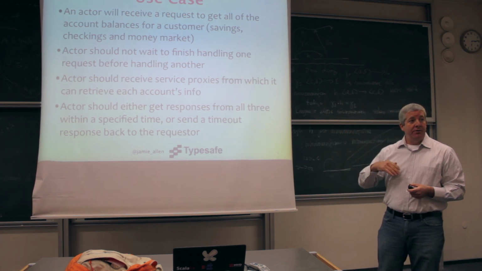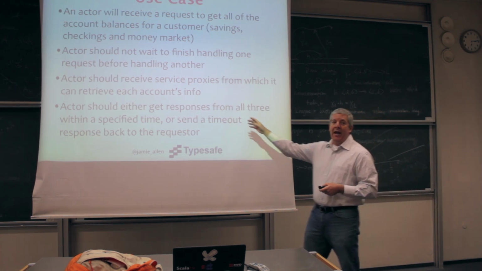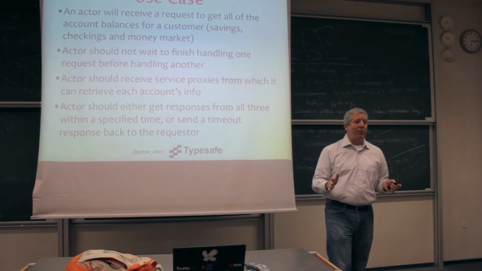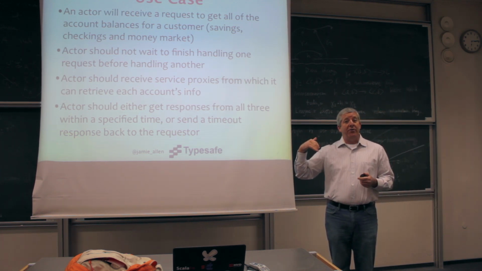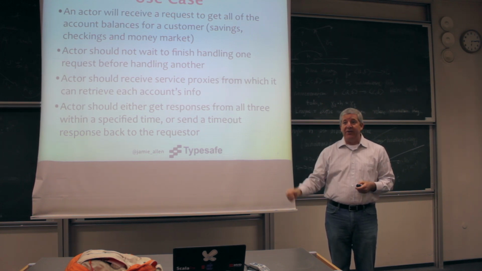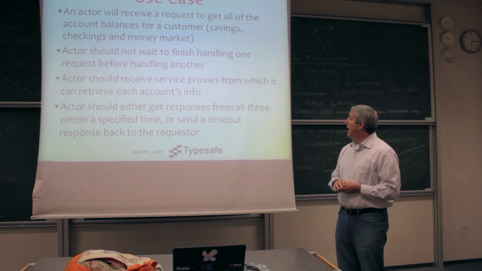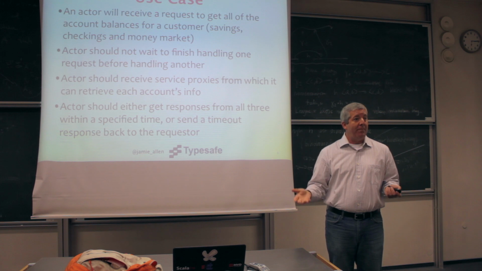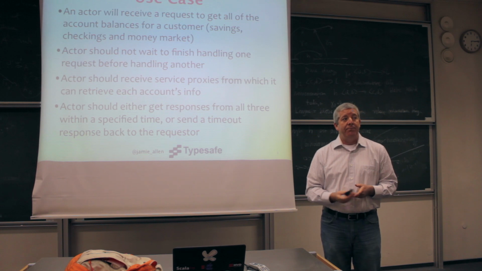Actors should not wait to finish handling a single request before handling the next one. And actors should have a constructor-based dependency injection going on here. In this case, I'm not using any framework because that starts too many flame wars. But I am showing that my actor that's going to do this work is going to receive proxies in its constructor that tell it where to ask for savings account information, checking account information, and money markets. And either it should get all responses from each of the services within a certain amount of time, or it should say, well, I can't, I've got a timeout here, and communicate that somehow.